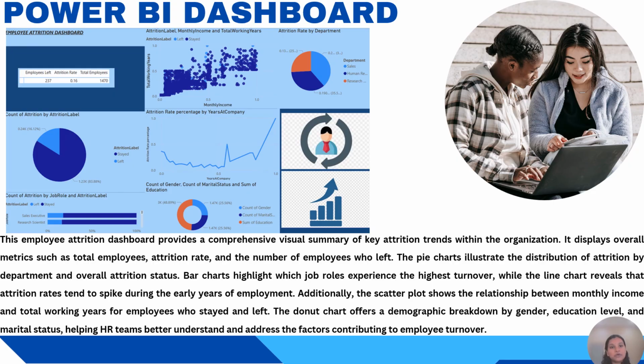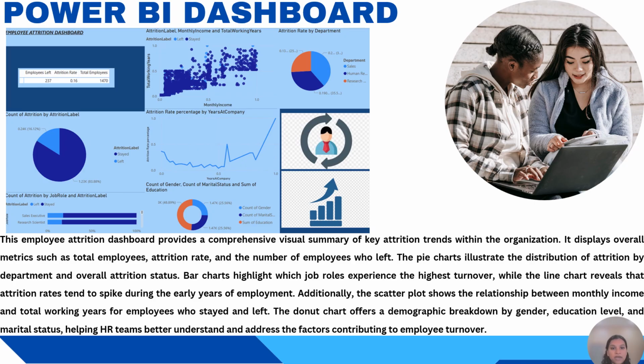Now I would like to explain the Power BI dashboard. The Power BI dashboard provides a very quick overview of employee attrition. At the top of the overview, we see the total employees, number of leavers, and attrition rate. The pie chart highlights who left and from which departments. The scatter plot shows how income and working years relate to attrition, while the line chart reveals that attrition increases after several years at the company.